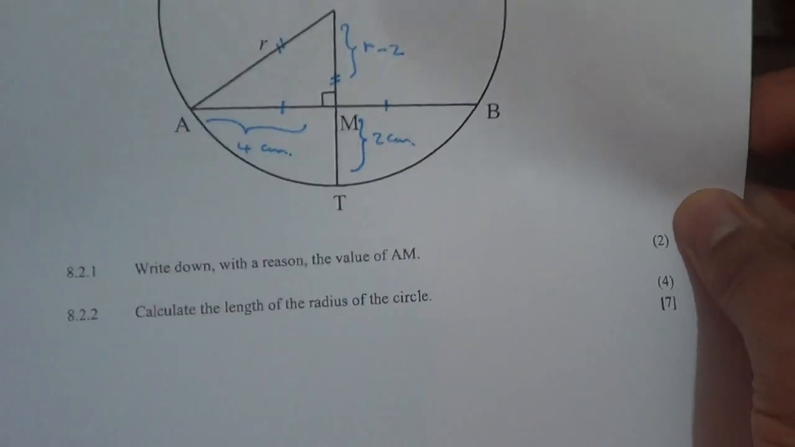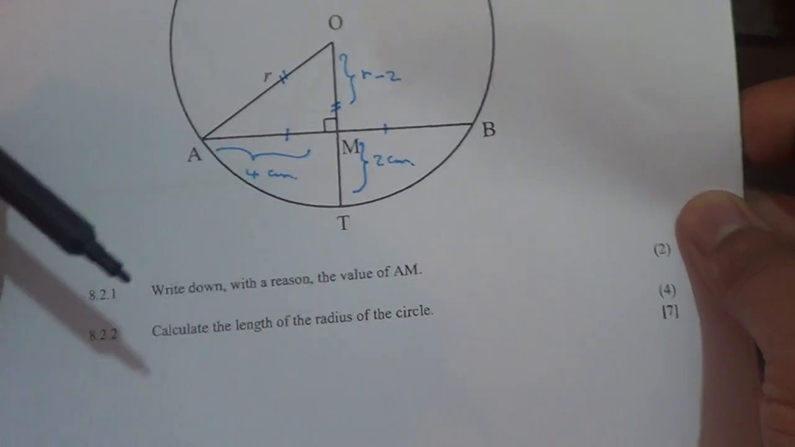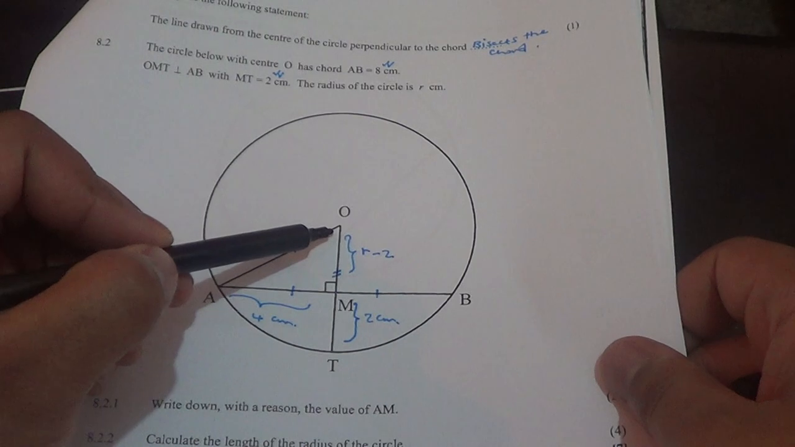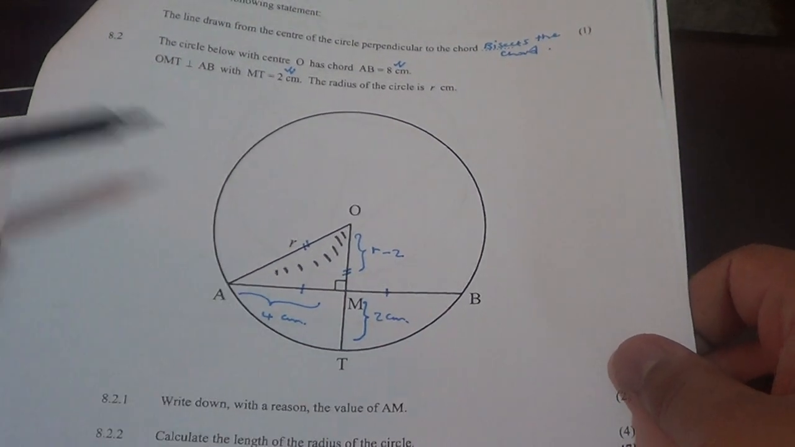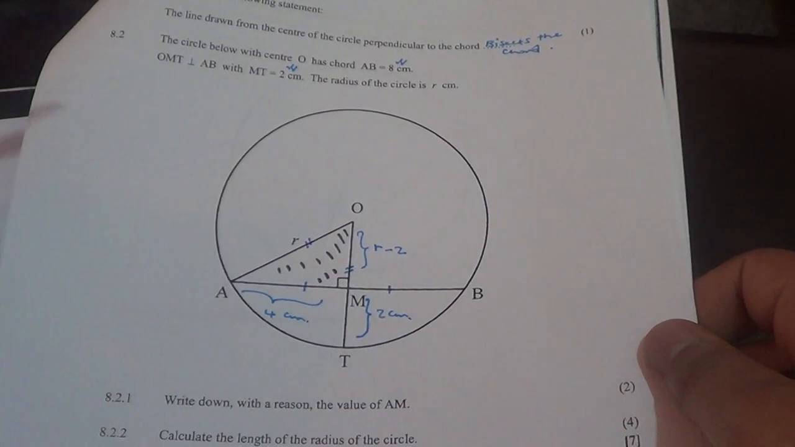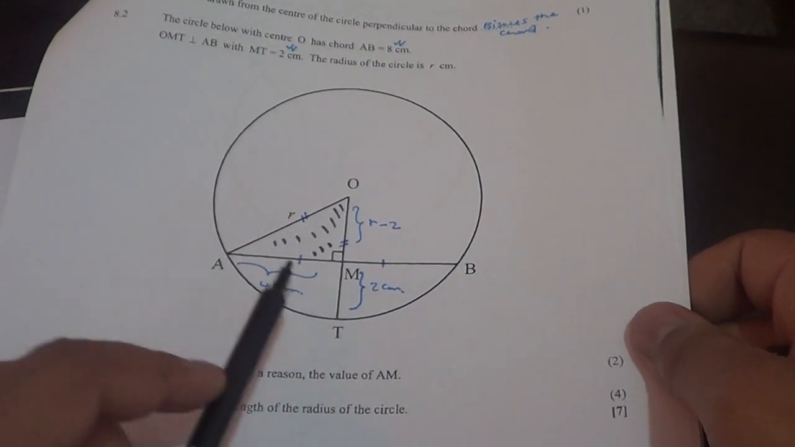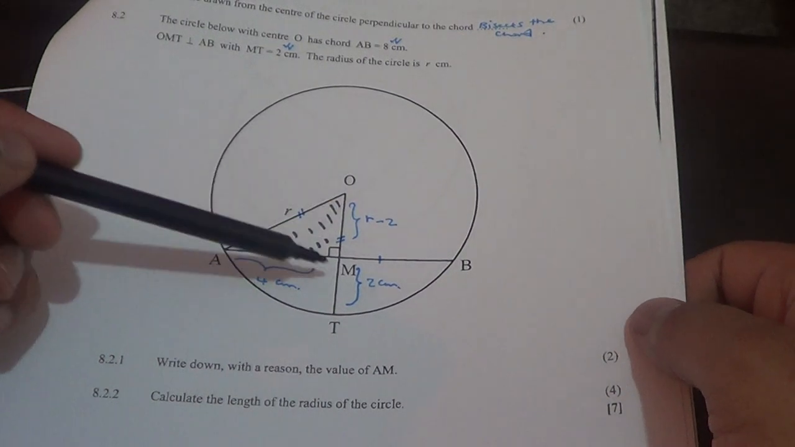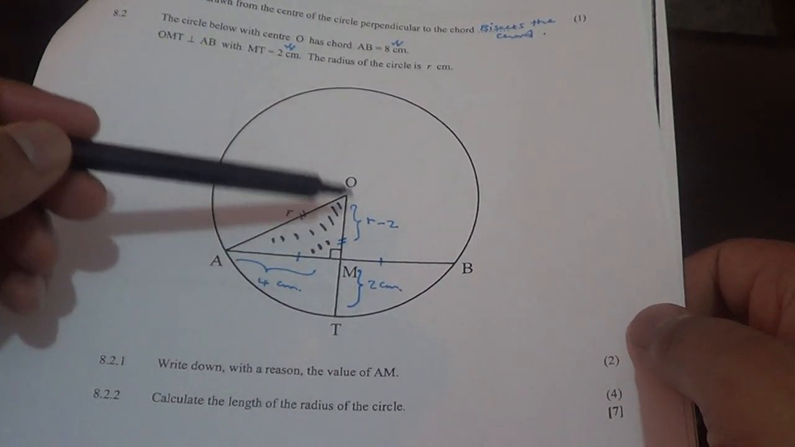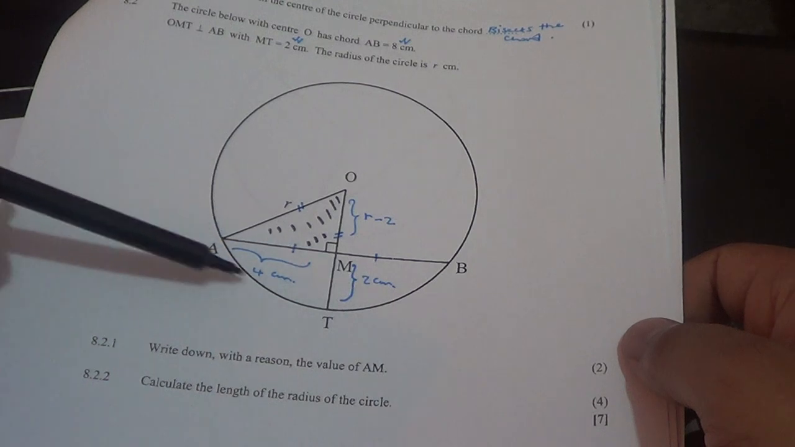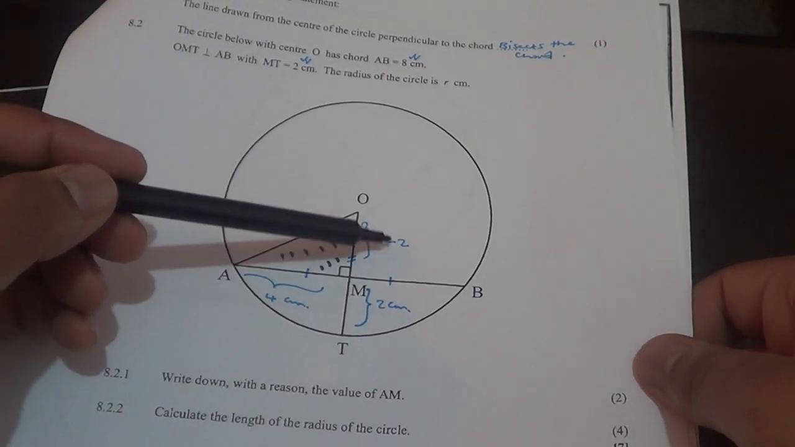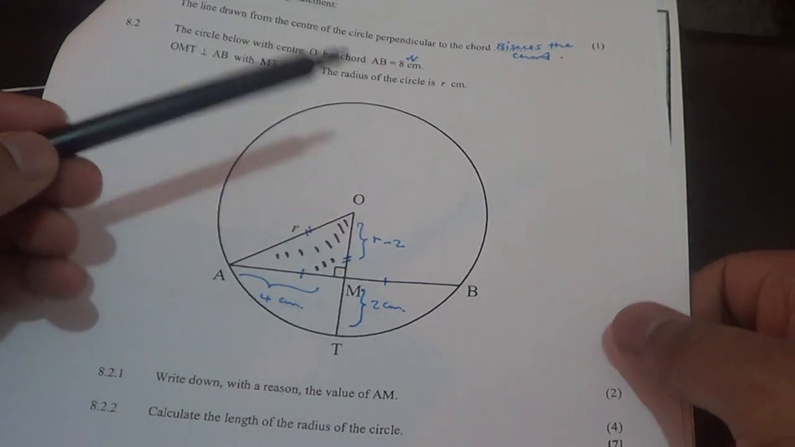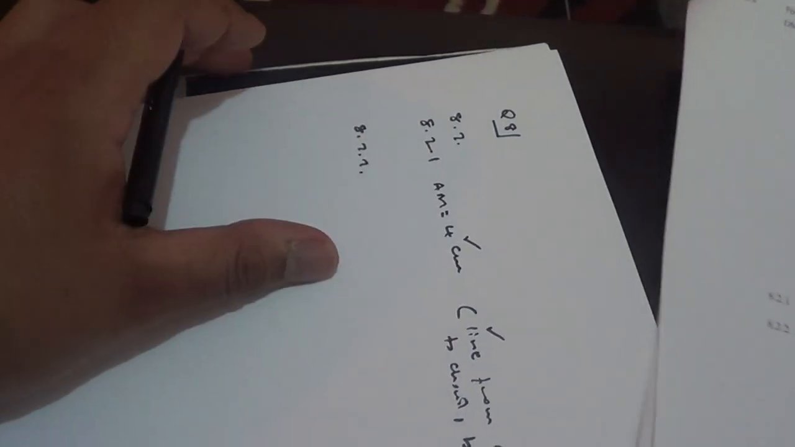8.2.2. Let's say now calculate the length of the radius of the circle. Okay, great. So you can already tell that from our sketch, we can actually take things down to our triangle over there, because that one, we have this side, we have that side, and we have that side. But of course, we have to express everything back into this. So we already explained AM because they asked us, so we don't have to explain it again, but we have to explain how we get that distance, and that's it. We do our Pythagoras.